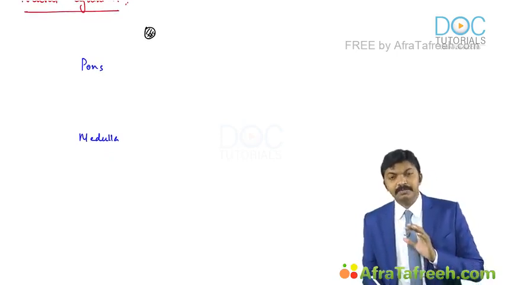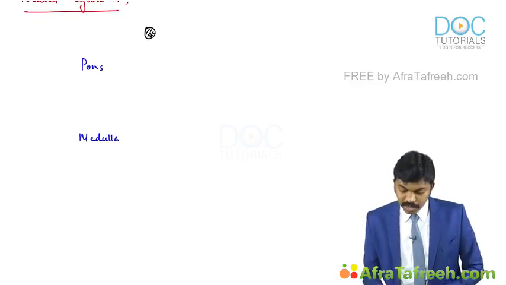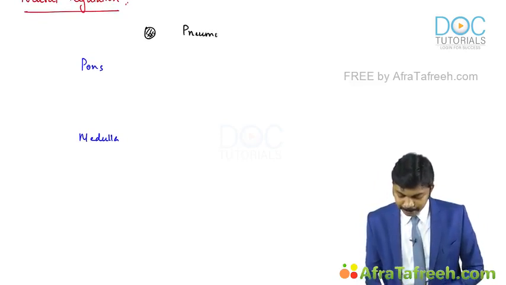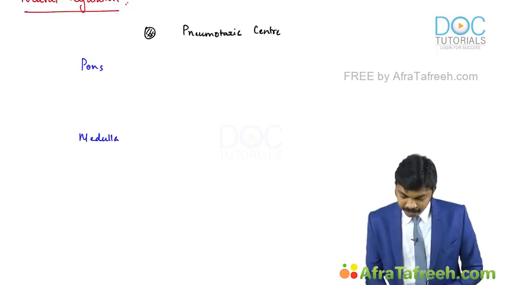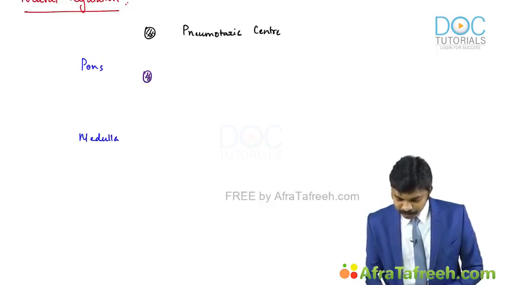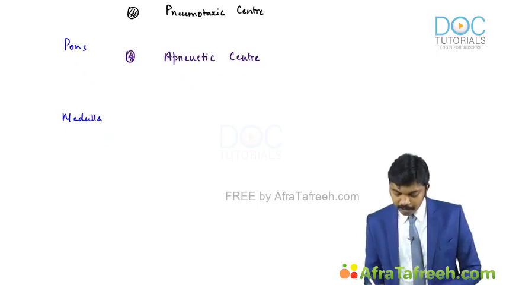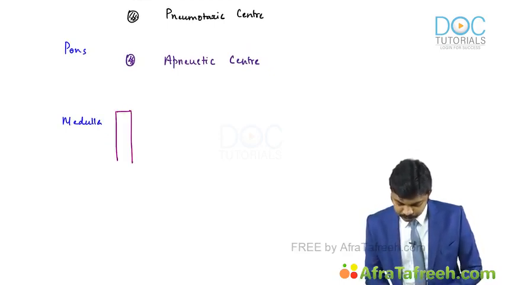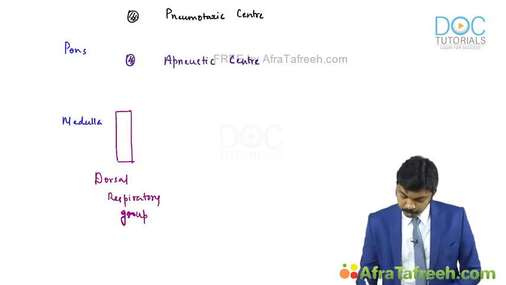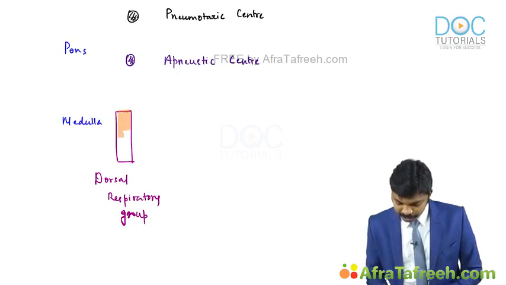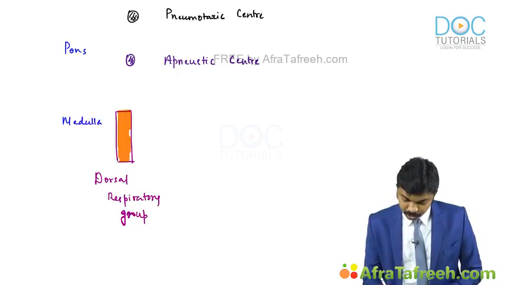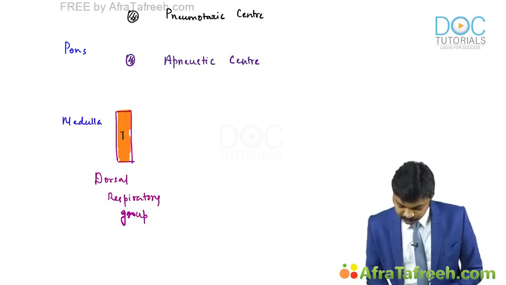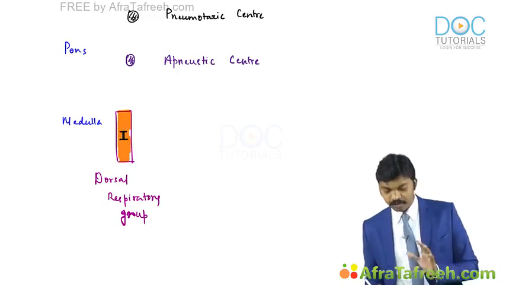So, we have the center located at the upper pons named the pneumotaxic center. And we have another center located at lower pons called the apneustic center. On medulla oblongata, we do have the dorsal respiratory group of neurons, doctors, which are primarily concerned with inspiration. Dorsal respiratory group of neurons are exclusively concerned with inspiration. I am marking this with letter I.